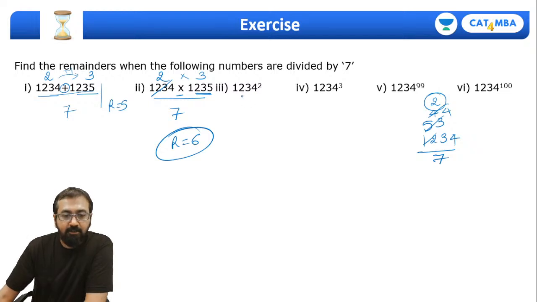Fine. Now, what about this one? So 1, 2, 3, 4 square divided by 7. Of course, 1, 2, 3, 4 divided by 7, remainder is 2. So here it will be 2 square divided by 7. So once again, remainder is 4.